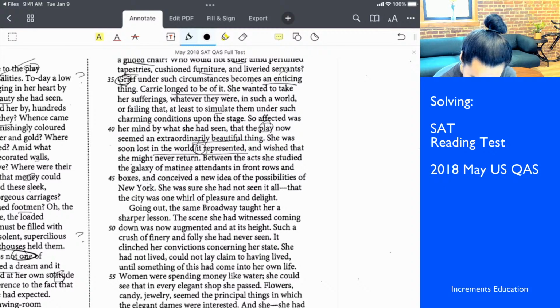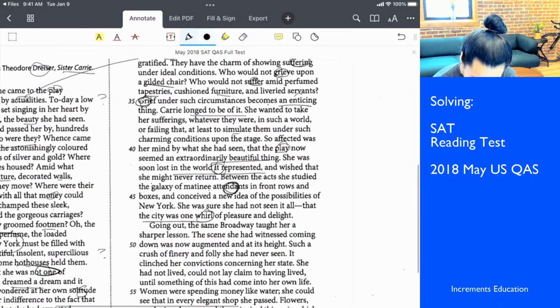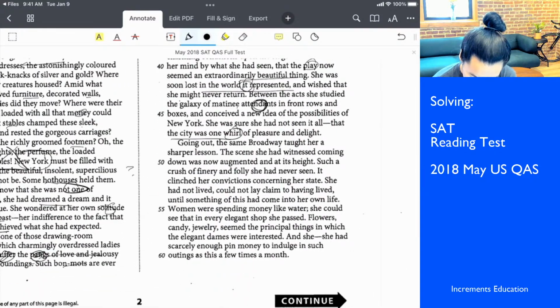The world, she's lost in this world. Between the acts, she studied the matinee attendance. Okay, so she's talking about the people here. The city was one whirl. Okay, hang on. So, going out, Broadway taught her a sharper lesson. Okay, sharper lesson. What's a sharper lesson?